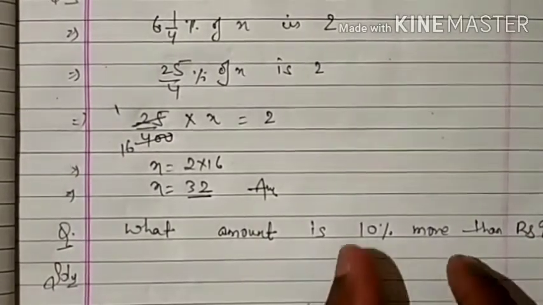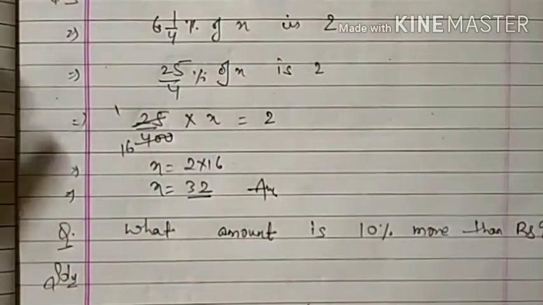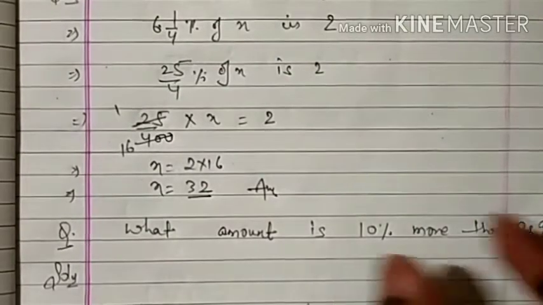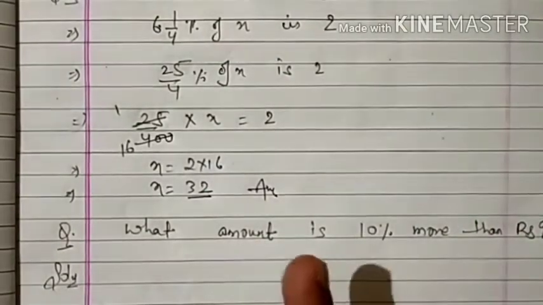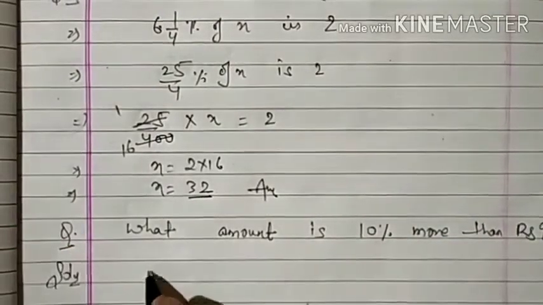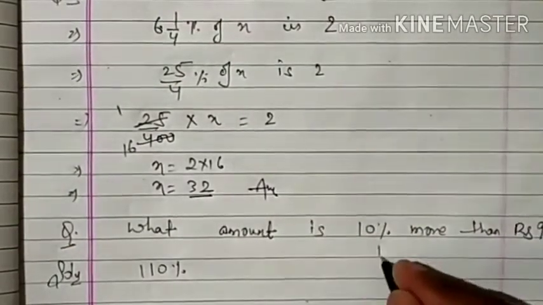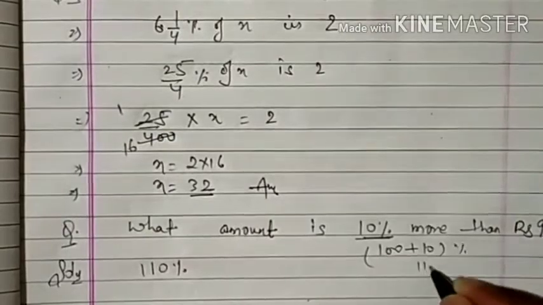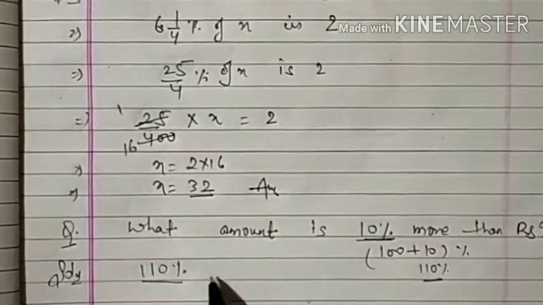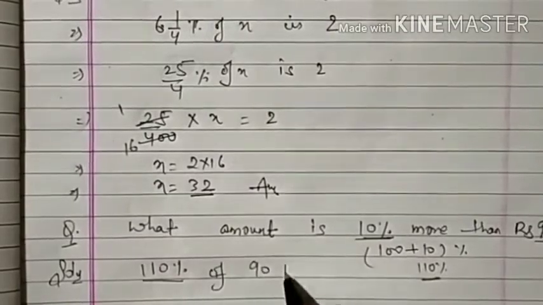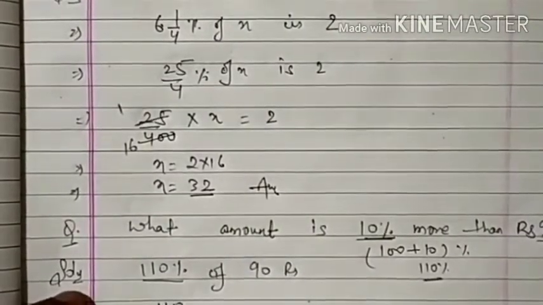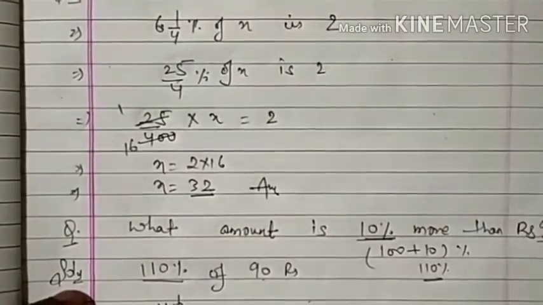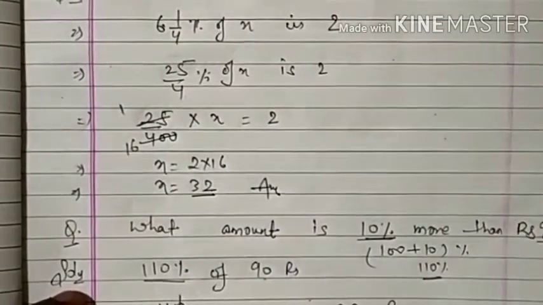So what will we do? 10% more than rupees 90. When anything is complete, what is the complete percentage? 100%. We have to find 10% more, so we add this more to the complete, and the new percent will be 110%. 110% of what? 90 rupees. So we can write 110 by 100 multiplied by 90. 0 will cancel 0, 11 times 9 is 99 rupees.